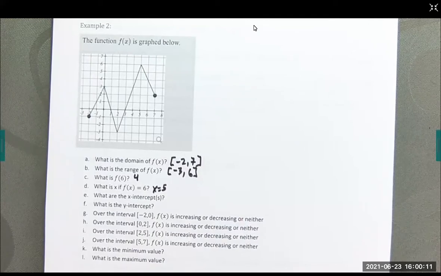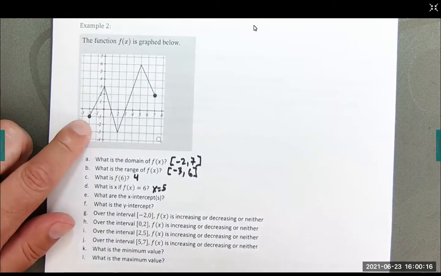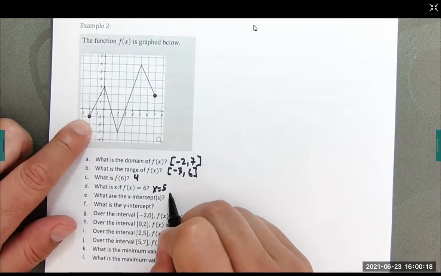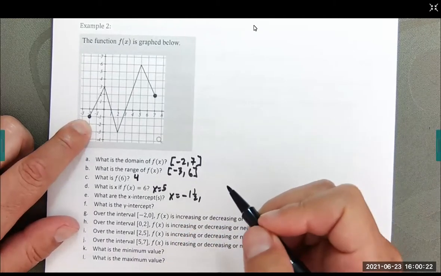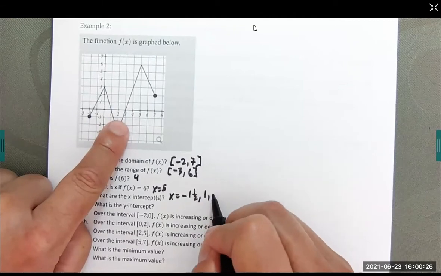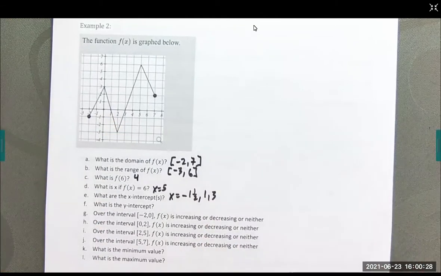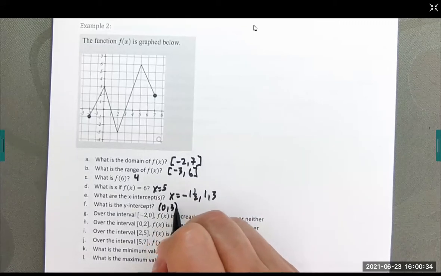X-intercepts? I'm gonna have to guess this is -1.5, it looks like. Looks like it crosses again at 1 and at 3. That's it. Y-intercept is at 3. So (0, 3).